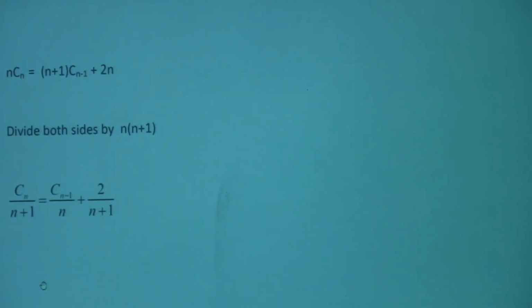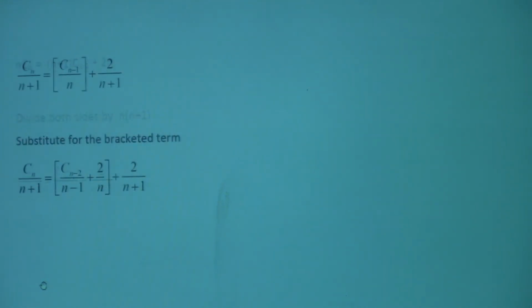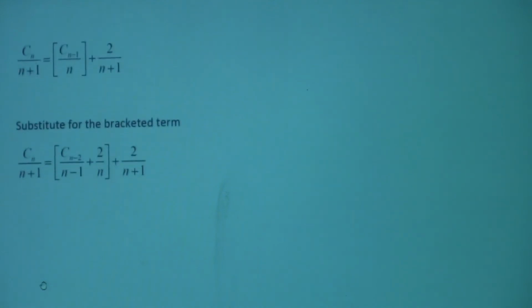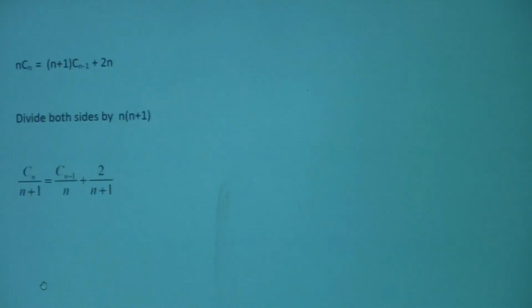Okay, so what are we going to do with this expression? We're going to take this expression, which is Cn over n plus 1, is equal to Cn minus 1 over n. Notice that this is like a recurrence here. So what I can do is, notice that this is n, so this is the expression for n. C of n, if you will, is C of n over n plus 1 plus this plus this.